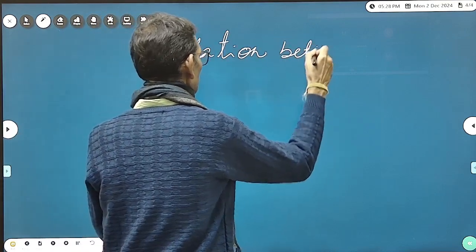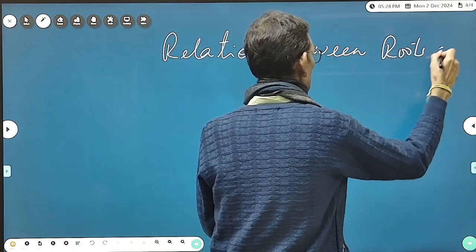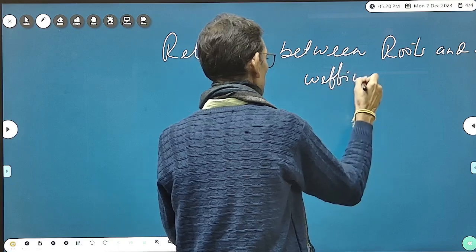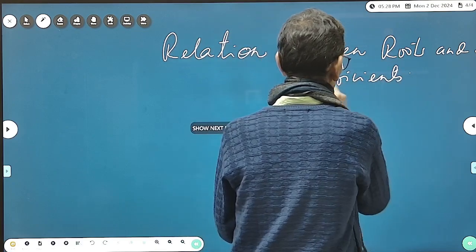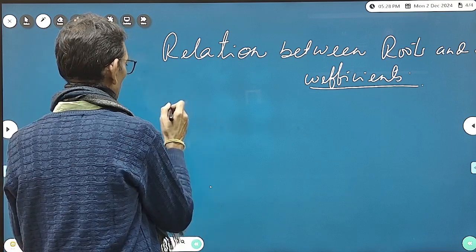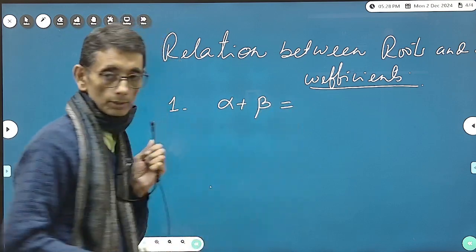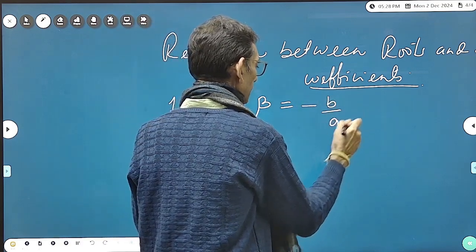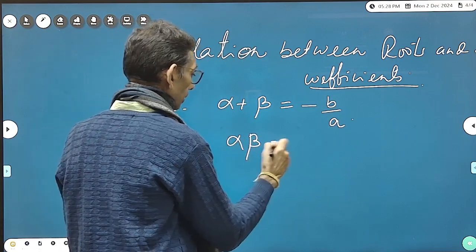Now, the relation between roots and coefficients. If alpha and beta are the roots, the sum of roots formula is minus b divided by a, and the product of roots is c by a.